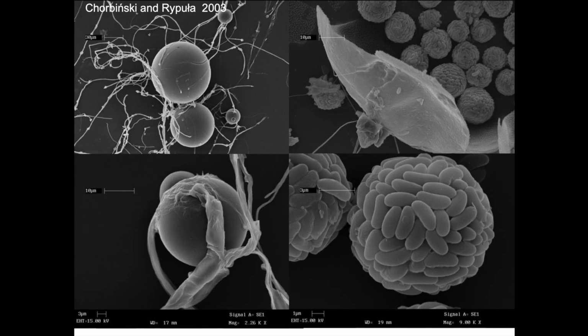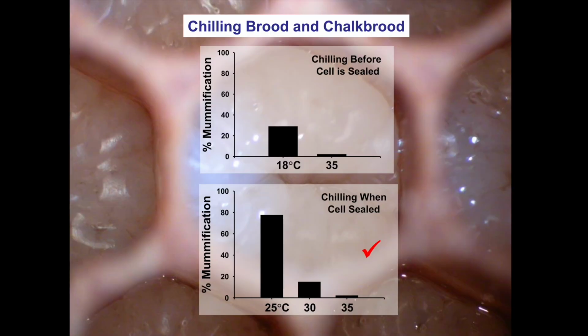The spores go everywhere. Now, there has been work on this, and it's clear that this disease, I would say that everybody is going to get these spores in their colony. It's just going to happen. But you won't see it. It's triggered by low temperatures of the brood. So here you can see, if you chill the brood at, sorry, these are in Canadian temperatures, 18 and 35.